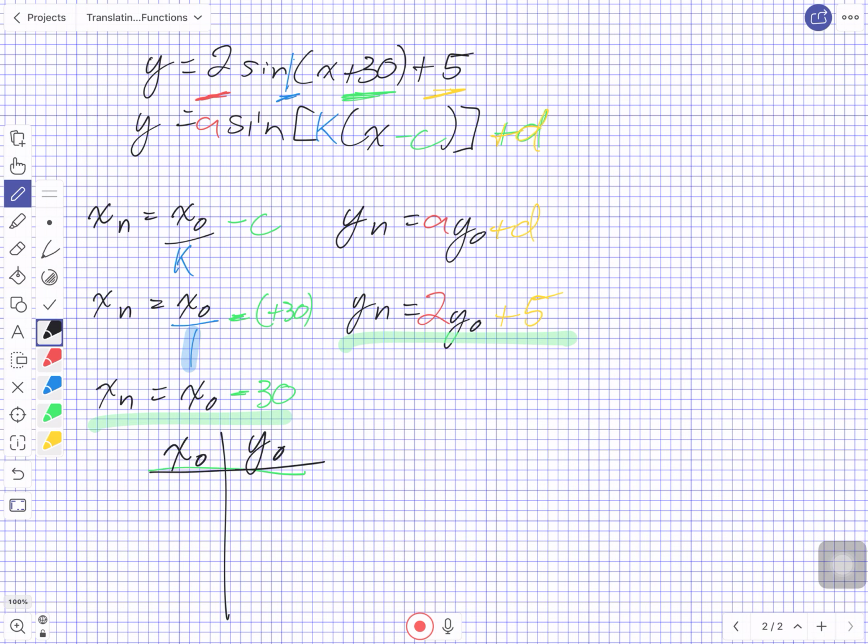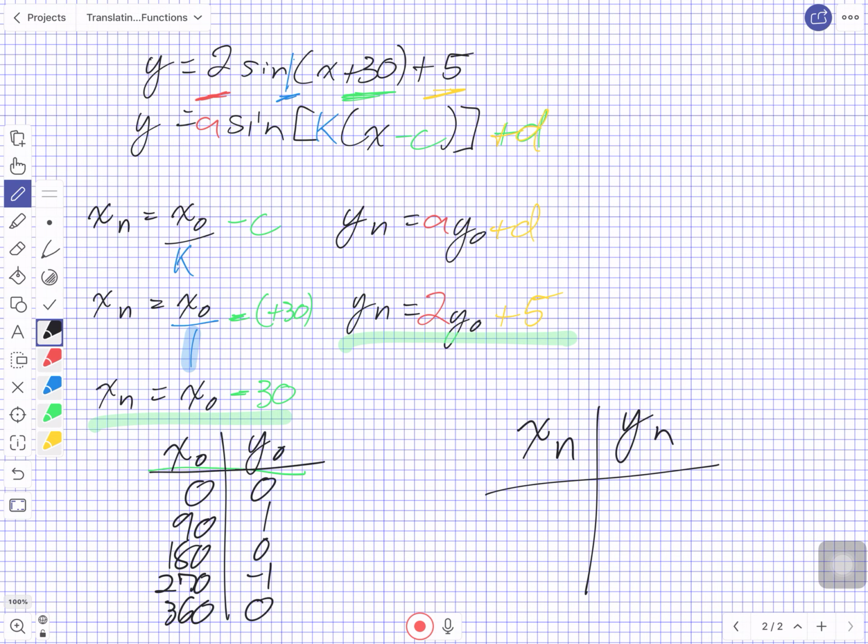Because we're transforming from the first one, and we said it was (0, 0), (90, 1), (180, 0), (270, -1), and (360, 0). Okay. Well, we need to transform into a whole new table of x new, so a new x value, and a new y value. So we take our very first one and we plug it into the formula here. So I'm going to do it on the top. We're not going to do all of them, but we're going to get the idea of it.